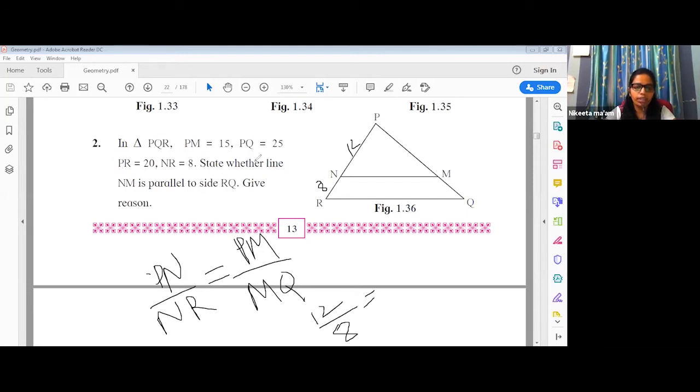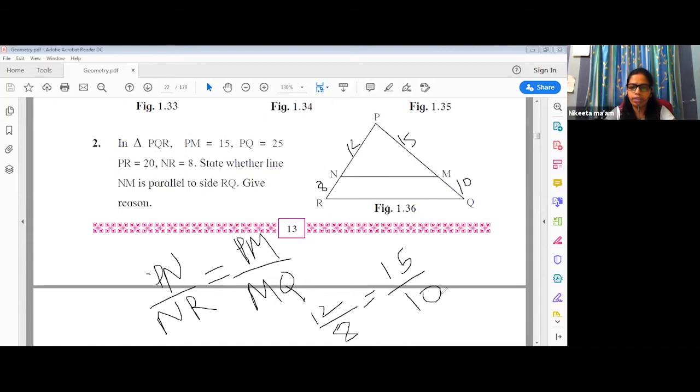And now we will see what PM is. PM is how much? 50. Okay, and PQ is 25. So this must be 10, right? So 15 upon 10. So we will take common factors over here.